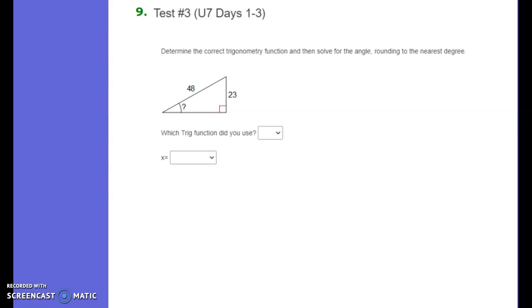So now we're trying to find the measure of an angle. That means we're going to be using inverse trig. So here's the angle we're referencing. This side is opposite. This side is hypotenuse. So we're going to be using inverse sine. And then to do this problem, the sine of some degree equals opposite over hypotenuse. And now we take the inverse sine.